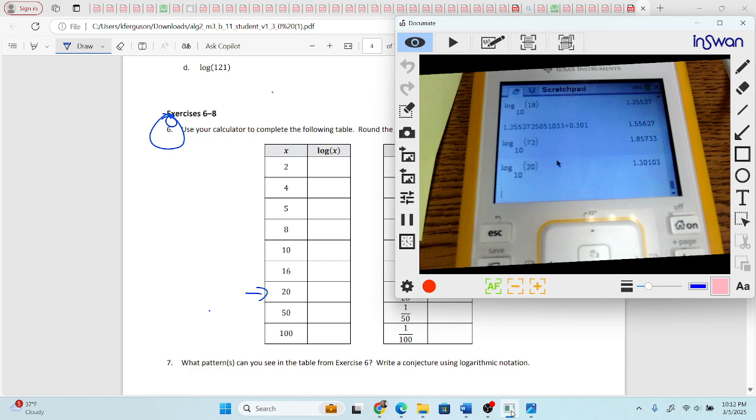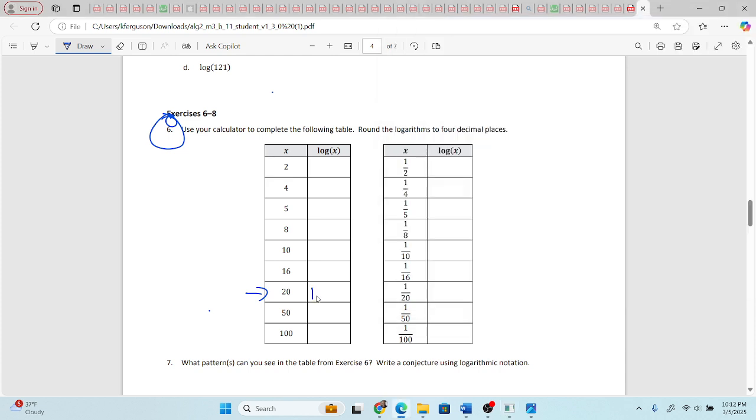So that is 1.3010. If you remember, 2 is 0.3010, and 10 is 1. So that's the log of 10 to the first power times 2, or the log of 10 to the first power plus the log of 2. That's what's going on here.